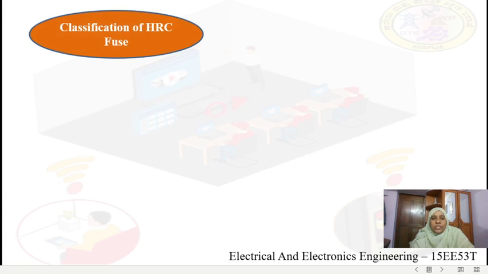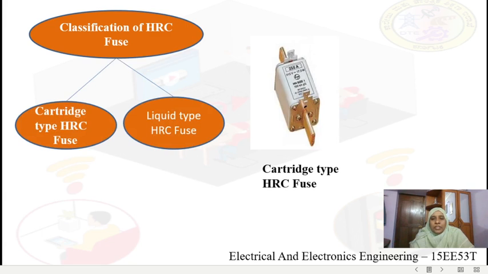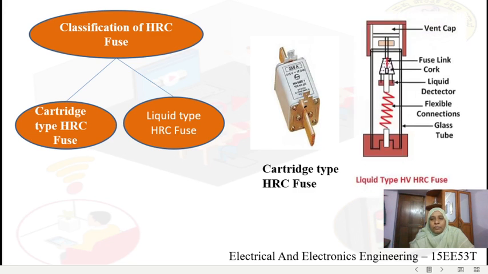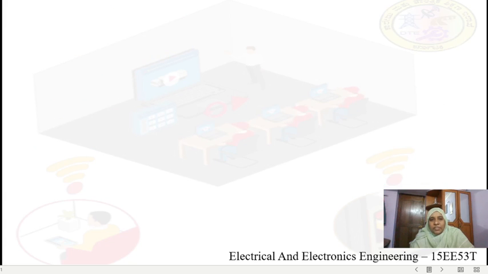Let us try to see the classification of HRC fuses. HRC fuses are classified into cartridge type and liquid type. This sketch shows the cartridge type of HRC fuse. This image shows the liquid type of HRC fuse. Liquid type HRC fuses are used for high voltage applications.